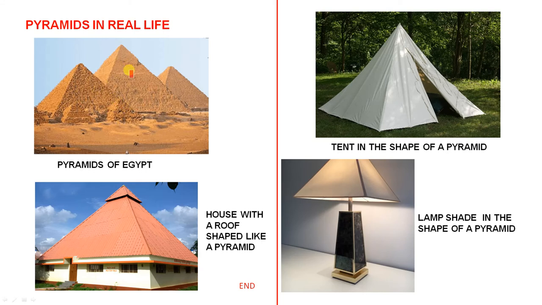We have the pyramids of Egypt, very, very famous indeed. Here's a house with a roof shaped like a pyramid. We have a tent here in the shape of a pyramid. The base approximates a square and it goes up to a point. And finally we have this beautiful lampshade which is also in the shape of a pyramid.